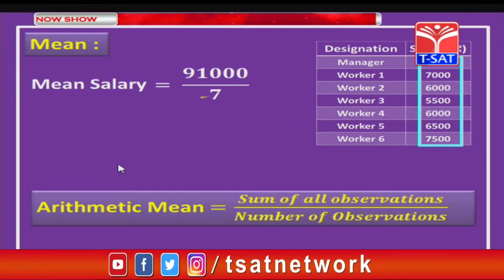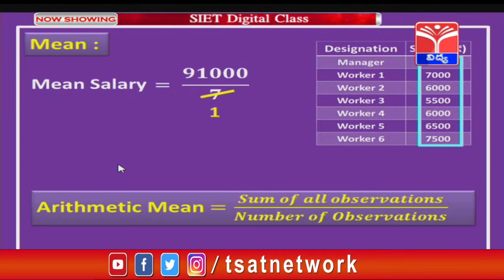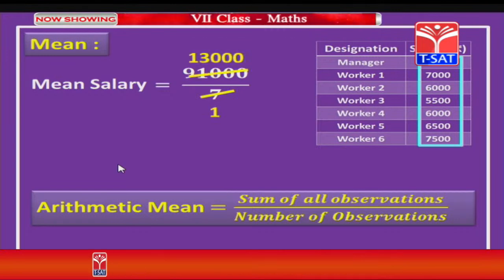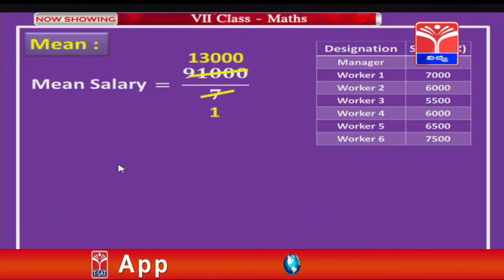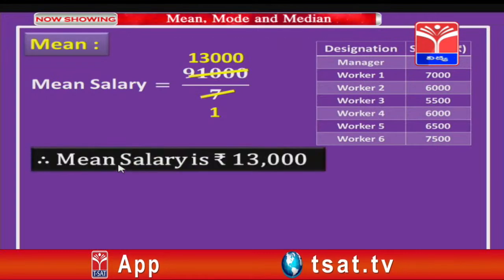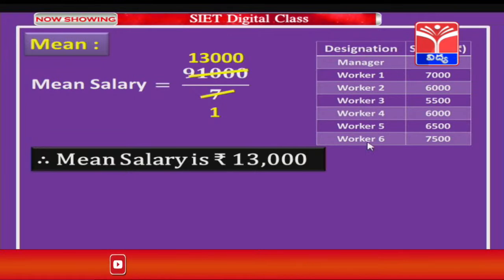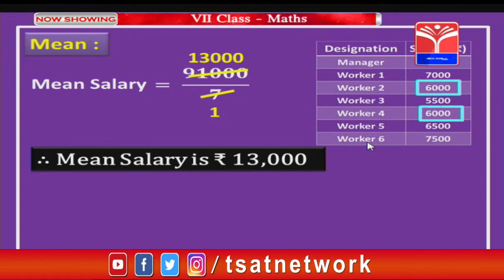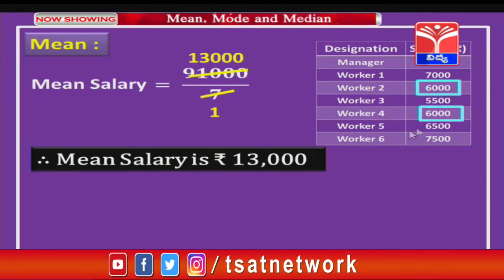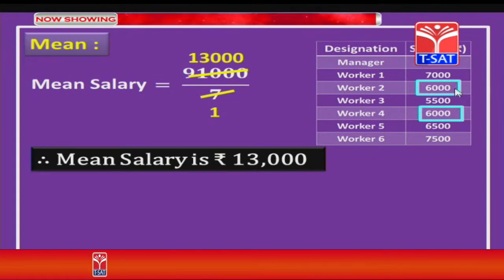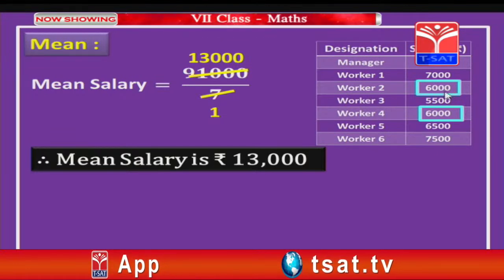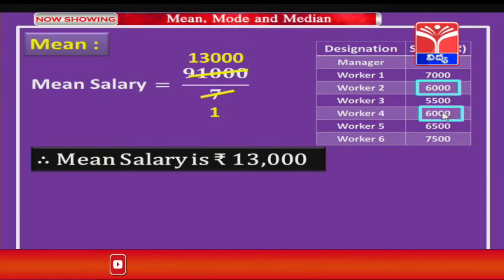Now, let us simplify this. 7 goes in 91 thirteen times, so we get 13,000. So, what did you get, children, now? Yes, the mean salary is 13,000 rupees. Now, let us see the other one, that is mode of the salary. So, here which is the observation repeated more number of times? Yes, this salary is 6,000, 2 employees are getting 6,000 salary. So, that means 6,000 is repeated 2 times. So, the observation which is repeated more number of times is the mode.